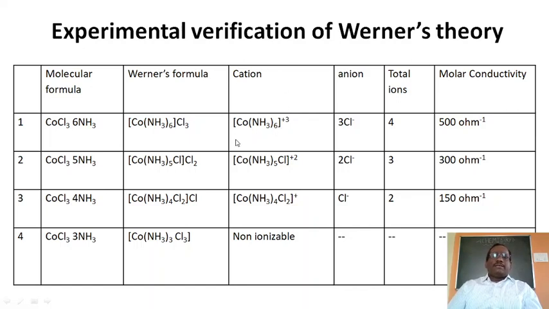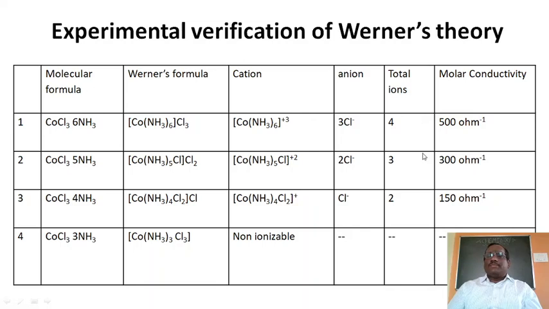On addition of AgNO3, 3 chloride ions are precipitated. On addition of AgNO3 to the next molecule, two chloride ions are formed. Only one chloride ion is formed. No chloride ions are formed. Experimentally proved. That means even though three chlorides are present in this example, free ionization of chlorine is not possible. Hence, these are used as ligands. Experimental evidence is obtained by using the AgNO3 test.